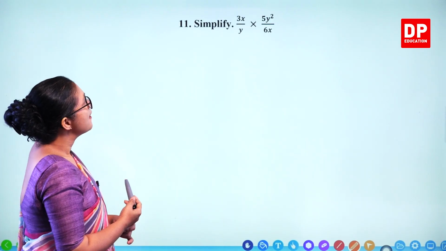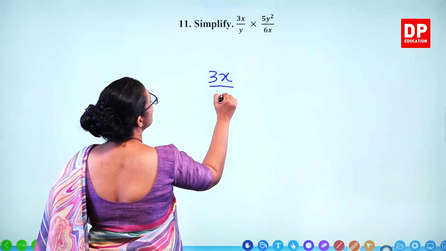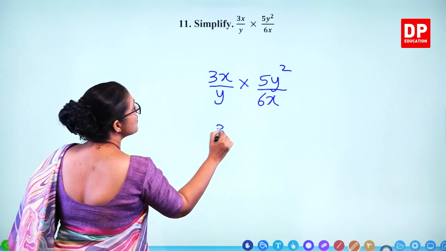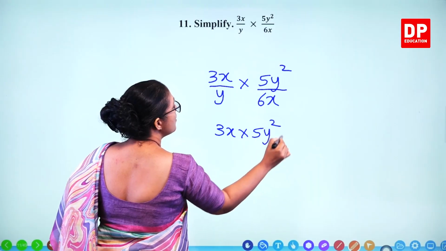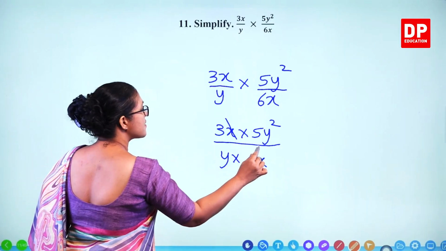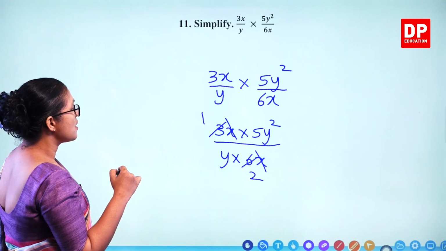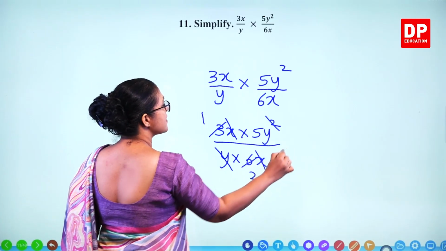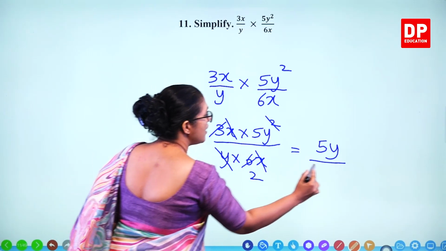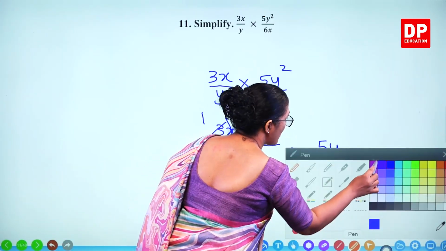Question number 11. Simplify. So, algebraic fractions multiplication. 3x over y into 5y squared over 6x. You can write these two in the numerator and this one in the denominator. Now cross out the common ones. x gets cancelled out. 3 with 3 and 2, 3 times 2 is 6. y gets cancelled out. So what's remaining? 5y remaining from the numerator and 2 from the denominator. So 5y over 2. You get 2 marks for that.